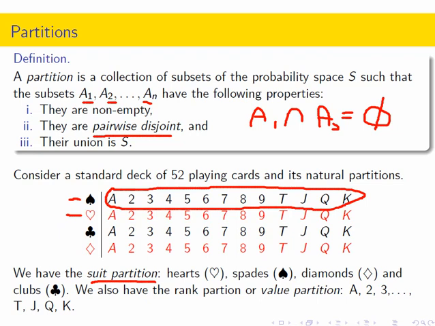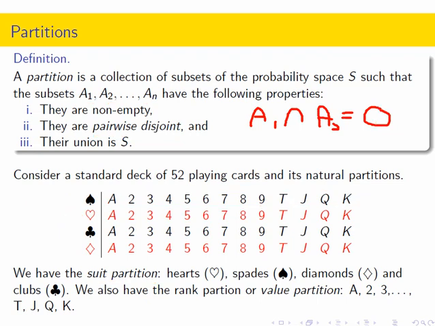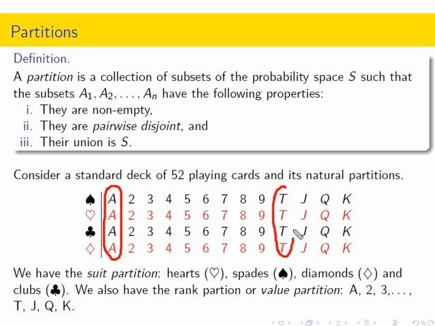Now, we can also think of the value or the rank of the cards. That creates a 13 subset partition. So we have the aces subset. There are four aces. And we have the tens subset. There are four tens. And there are 13 of these. Here's the 7 subset.